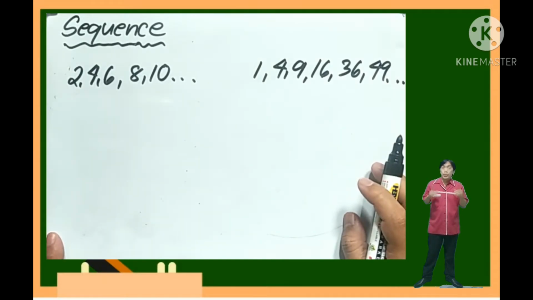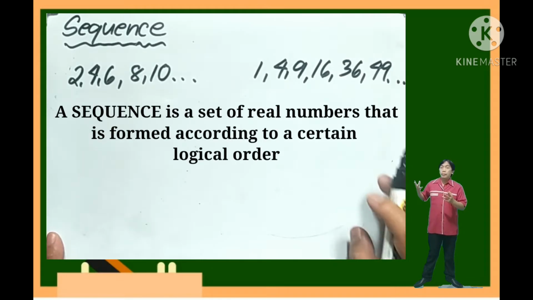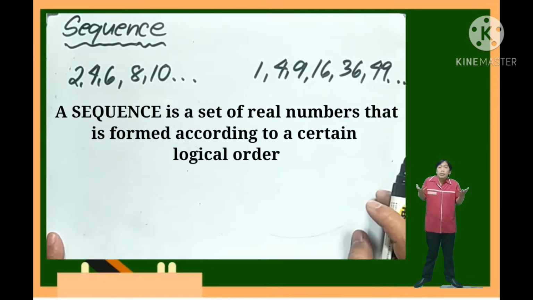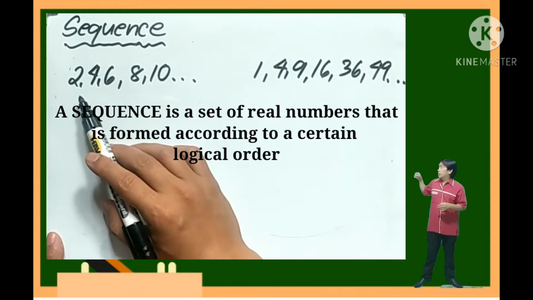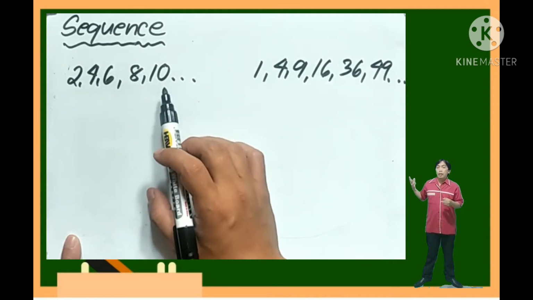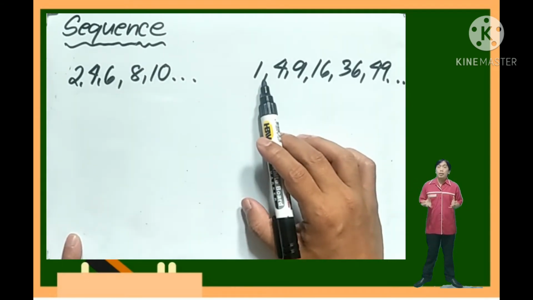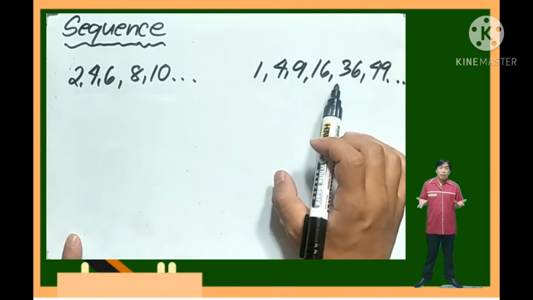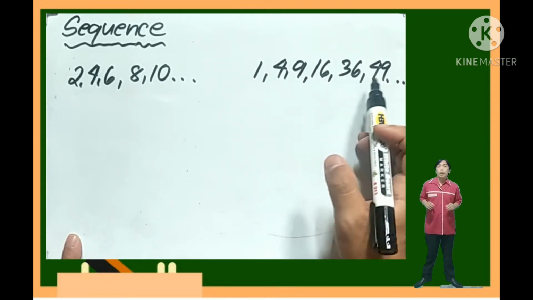Our topic for today is all about sequence. What is a sequence? It is a set of real numbers that is formed according to a certain logical order. Let's now try to have an example. So we have 2, 4, 6, 8, and 10. Then we have 1, 4, 9, 16, 36, and 49.